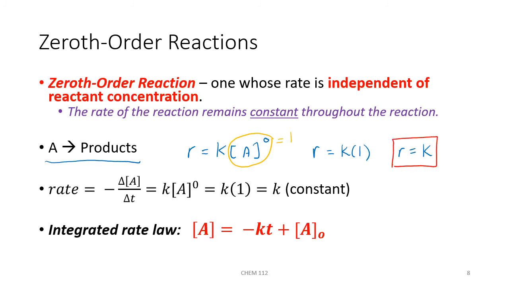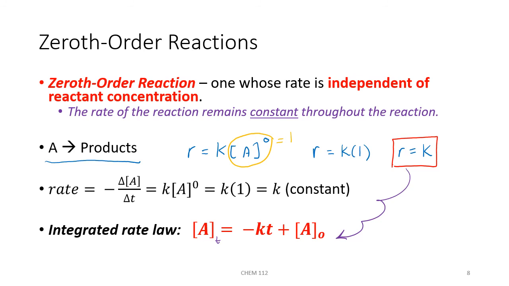So the rate is unchanging throughout the reaction. Normally the rate varies as the reaction progresses, but not with the zeroth order reaction. The rate stays the same and it's always equal to k, the rate law constant. The integrated rate law, when we use calculus to integrate it to this form for a zeroth order reaction, is the concentration of A sub t is equal to negative k times t plus the concentration A sub 0, the original concentration.